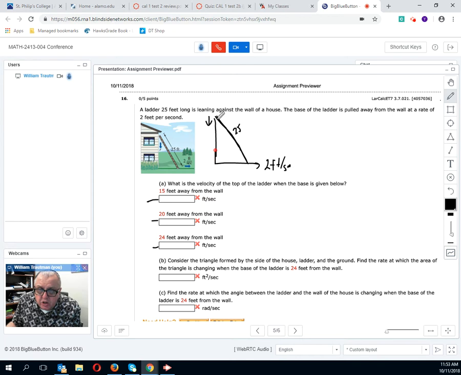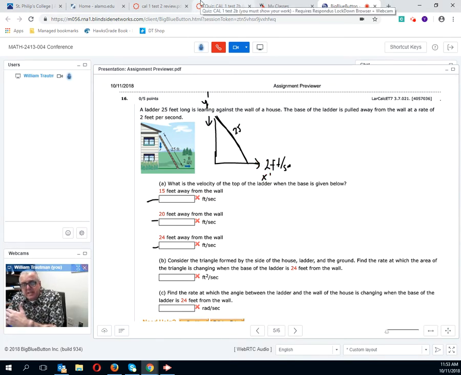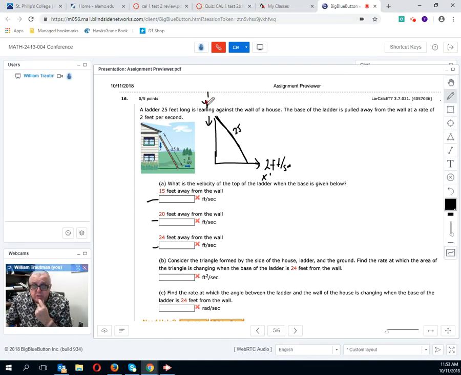If I call that the y-axis, that velocity is y prime. By the way, this 2 feet per second that I said the base is, that's x prime. The velocity is the derivative of the position vector. So that's x prime, and we're trying to find y prime. I call it x prime because this is the x-axis. And it says the base of the ladder is 15 feet away from the house.